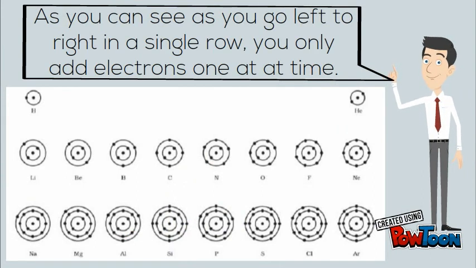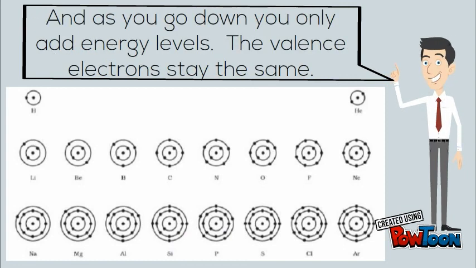So if you look at this abbreviated periodic table, you can see as you go left to right in a single row, you're only gaining 1 valence electron. And as you go top to bottom, you're gaining 1 energy level. Those electrons in that column stay the same.